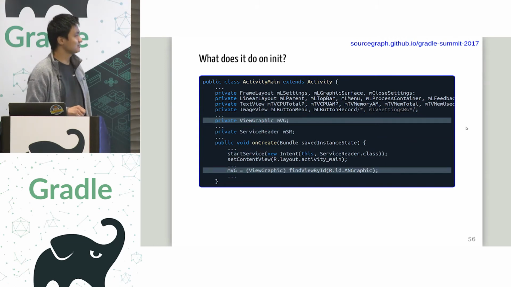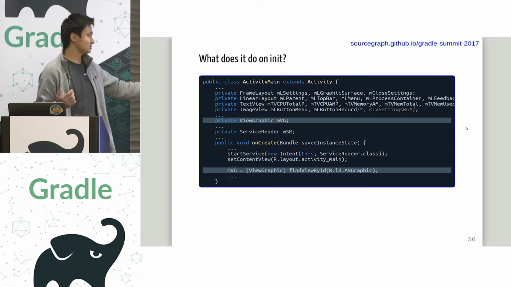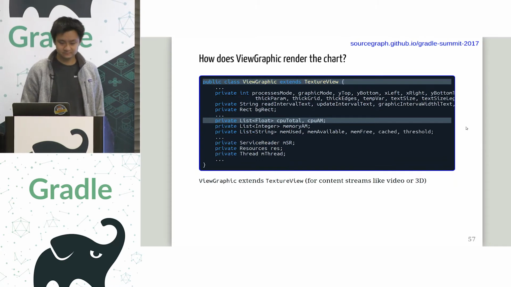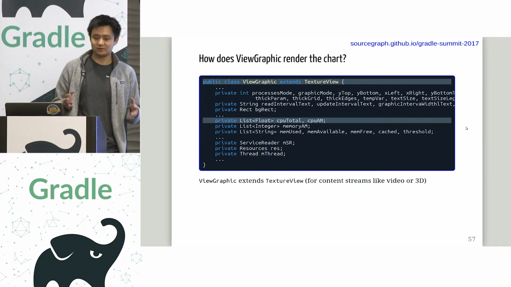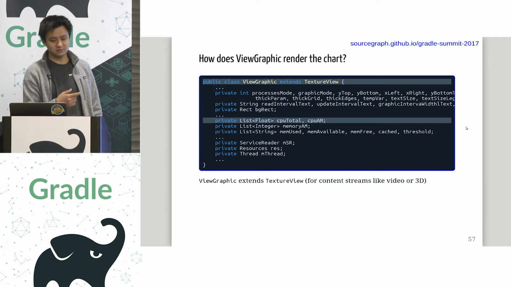Another thing it does is initialize this view. Notice that it doesn't use Butter Knife, so it has to call findViewById, and it sets a field on the activity. So based on that, we can go one of two directions. We can either look at what it does on the back end or what it does on the view. Let's do the view first.